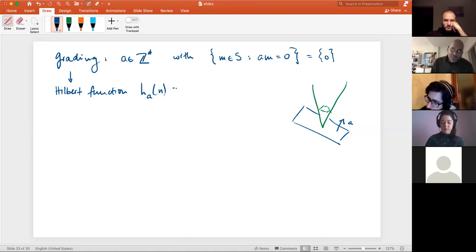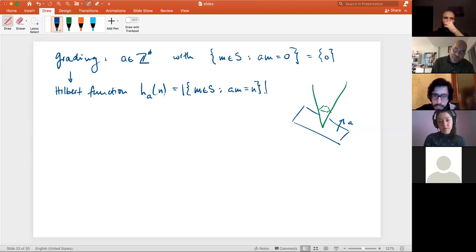And so this is now the number of elements in your semigroup for which this dot product is equal to n. And so the picture that you should have in terms of the Ehrhart polytope: you take your hyperplane defined by A and you move it into the cone, and at each step, for each n, you count how many points there are.